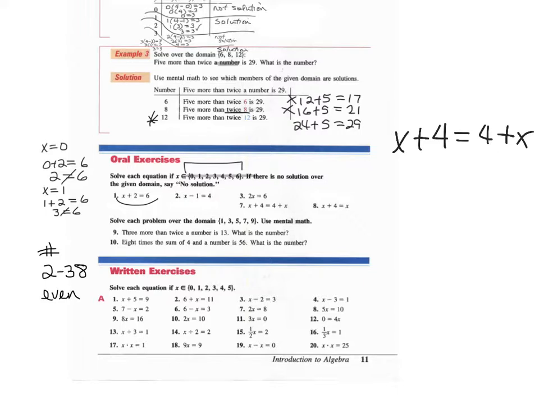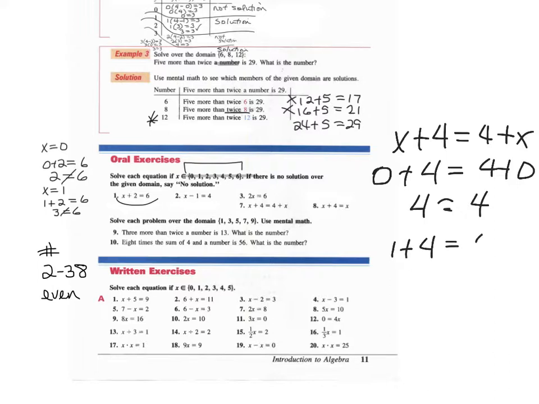It's not going to matter what I put in there for x. It's always going to be the same number on both sides. Does that make sense? So notice when you put in the 0, 0 plus 4 is the same thing as 4 plus 0. They both give you 4. And then the same thing if you plugged in 1. 1 plus 4 is the same thing as 4 plus 1. And you get 5 either way. So essentially when both sides of the equation are the same, that's when you're going to see infinitely many solutions.